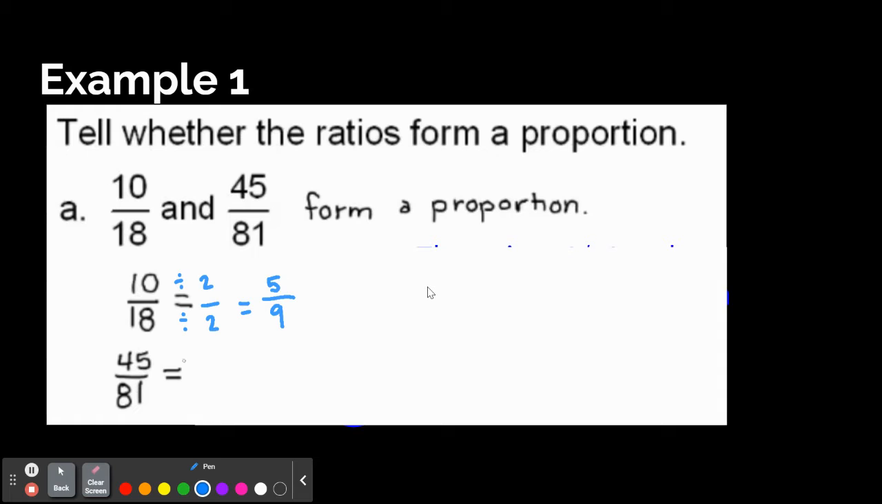Now I know 45 and 81 both look like they could be divisible by 9. So dividing both top and bottom by 9, 45 divided by 9 is 5, and 81 divided by 9 is 9. And there we see that once we have reduced those ratios, they are equivalent. Since they are equivalent, then we say that yes, they are proportional. Oops, we need an L on there. There you go.